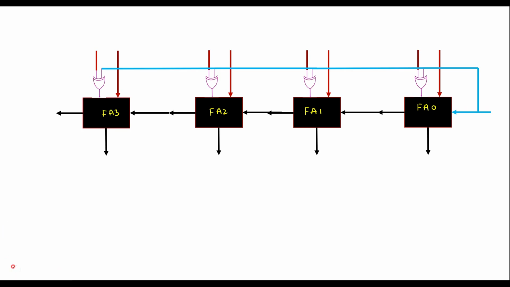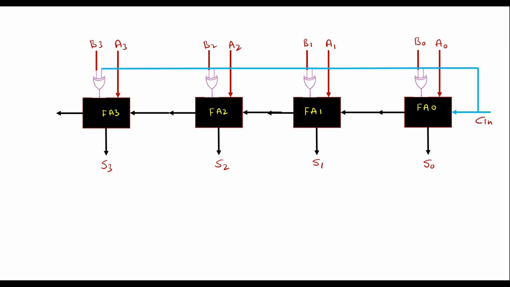So here let me assume this is Cin as I have shown in the previous circuit, and let me call this as A0 input, this is B0, this is A1, this is B1, this is A2, and this is B2, and let me call this as A3 and this as B3. So similarly, it produces S0, S1, S2, S3 as output.